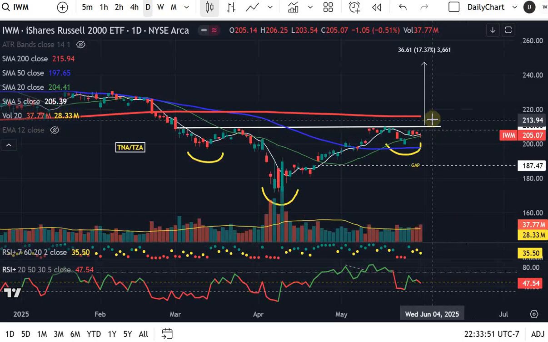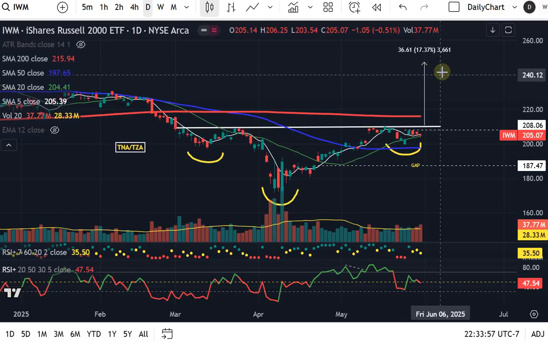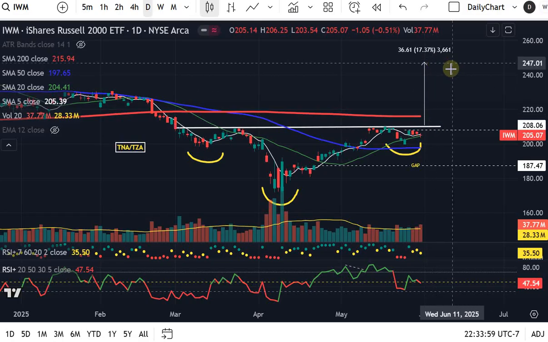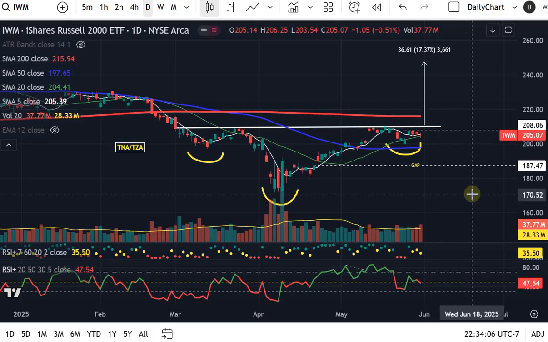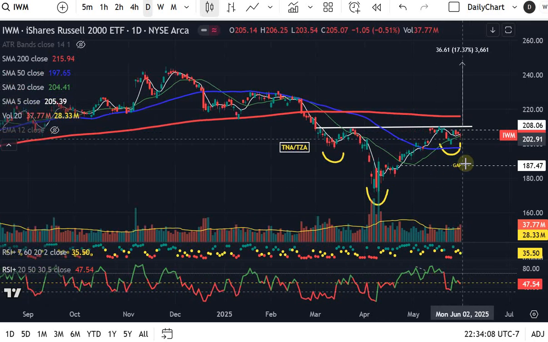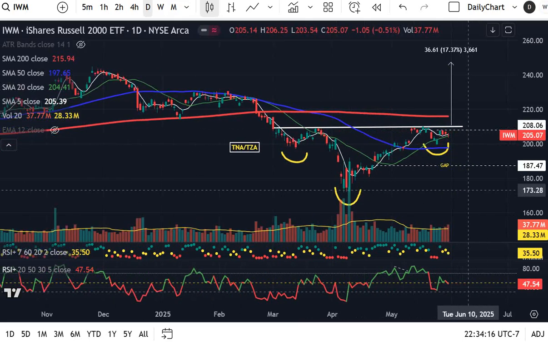Once we do get the close above them, we could then more likely reach up to this area here. Not necessarily on a single one-shot or straight-up move, but eventually this will be the target, so that's something to watch. Even if it breaks down and goes down to this gap and then trades back up, we still have the head and shoulder formation still valid.